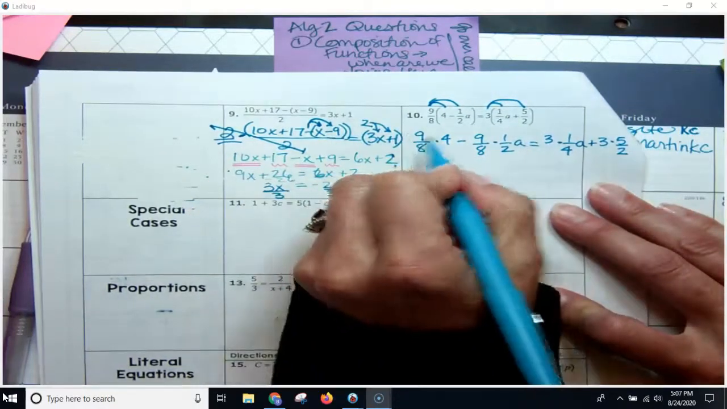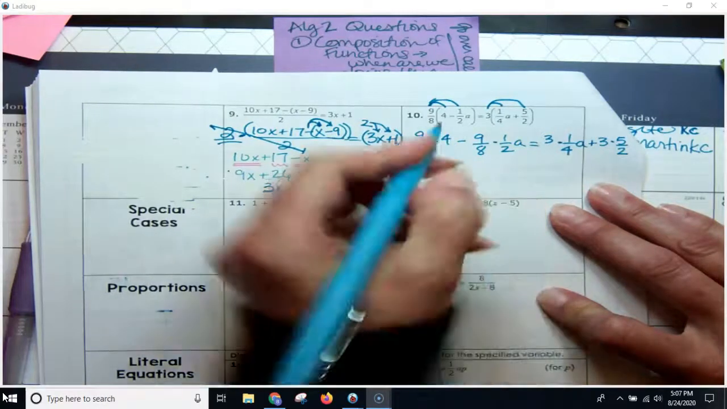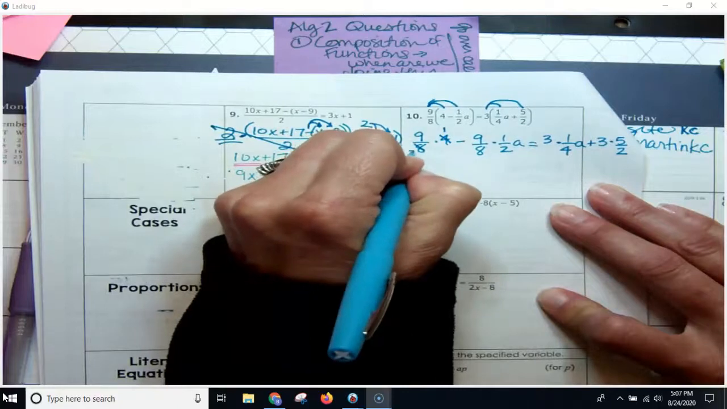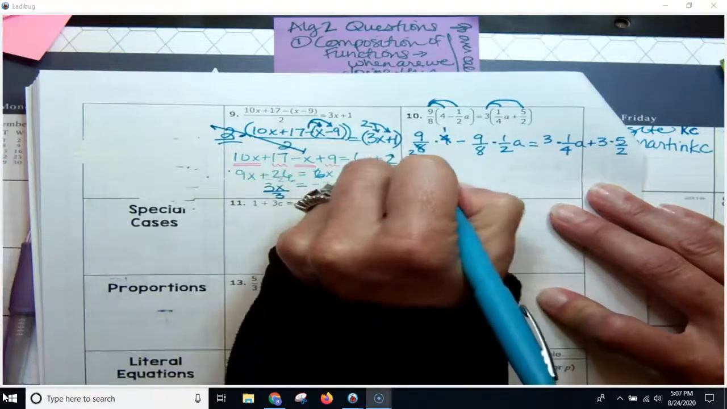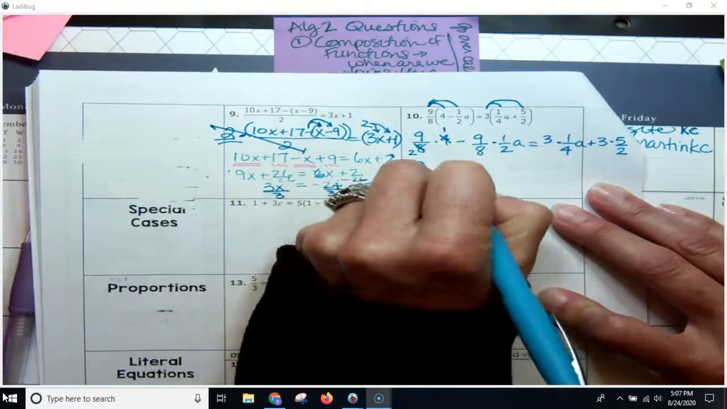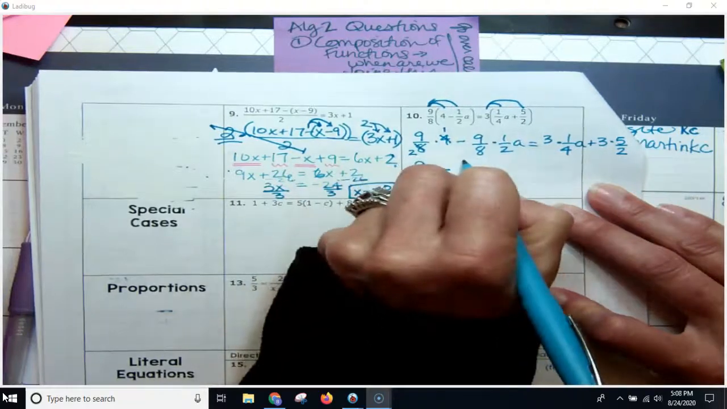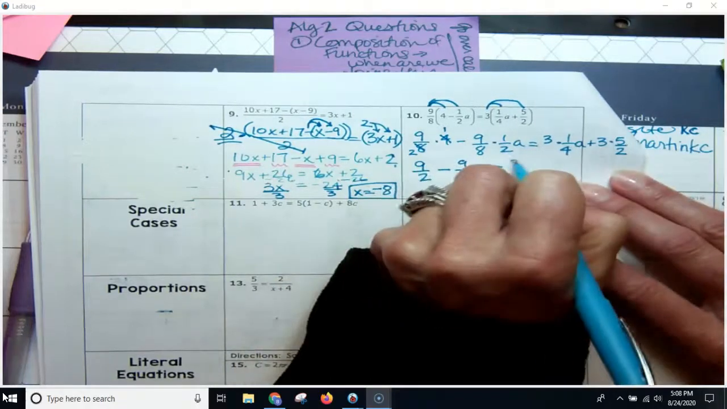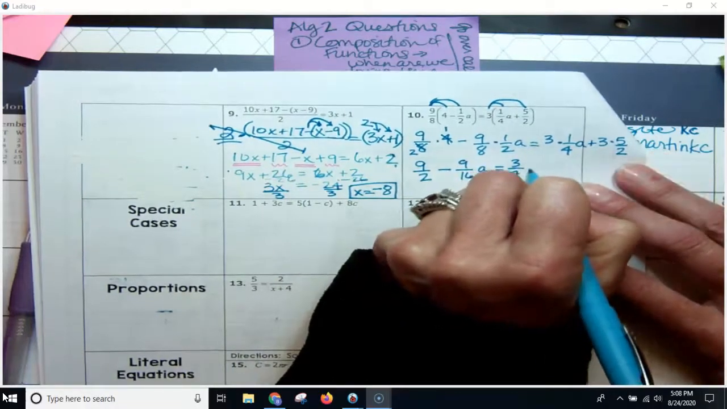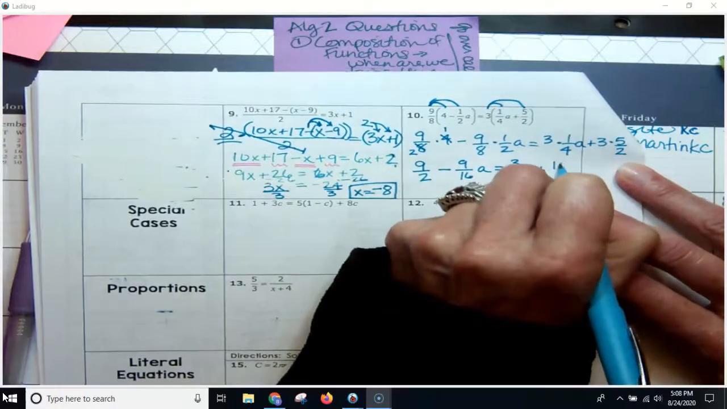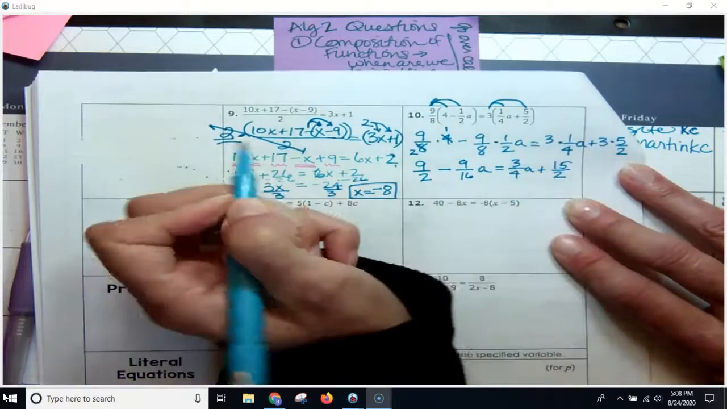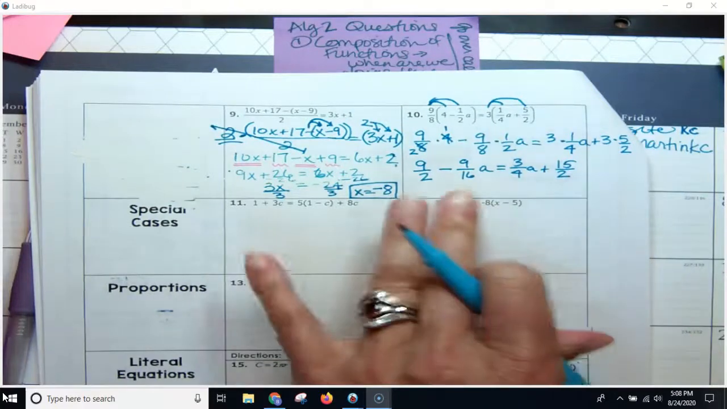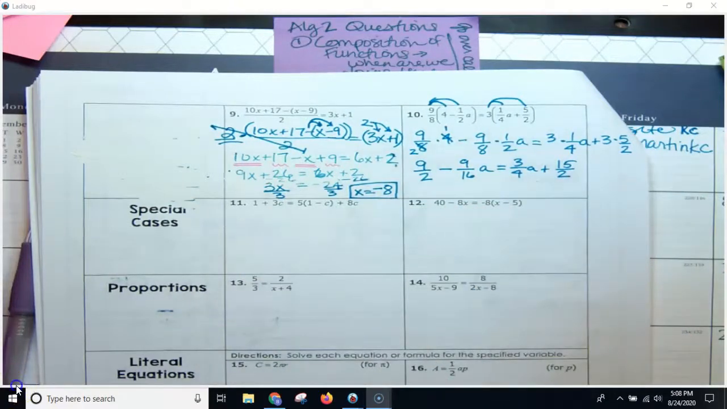Okay, so there you go. We're going to work this all out. Now I know that these are divisible. I know that 4 goes into 4 once, and 4 goes into 8 2. So when I multiply this out, I'm actually getting 9 over 2 minus 9 over 16a equals 3 over 4a plus 15 over 2.